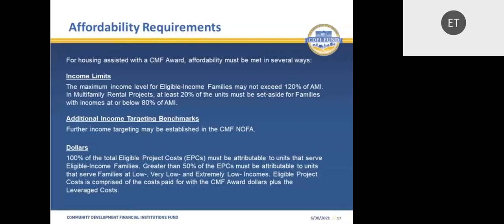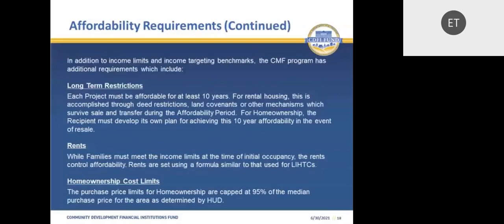In terms of dollars, 100% of eligible project costs have to be used for units that serve eligible income families, and greater than 50% of eligible project costs have to be used for units that serve families at low, very low, and extremely low incomes. Again, Dan had mentioned that eligible project costs are comprised of the costs paid with the CMF award dollars plus leverage costs. So in addition to the income limits and the income targeting benchmarks, CMF has some additional affordability requirements to keep in mind.